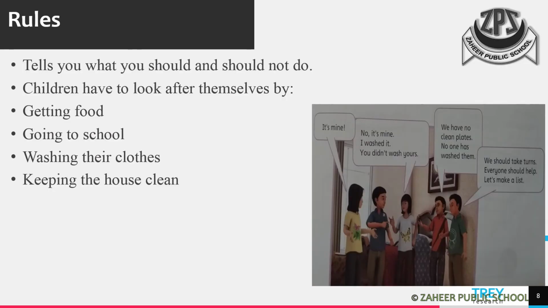Rules. Rules tell you what you should do and what you should not do. In this picture you can see Mrs. Malik asked the children to look after themselves if there are no elders or no rules, and they have to do all the work by themselves. They have to get their food, go to school on their own, wash their clothes, and keep their house clean. They discussed with each other and said if there were no rules, they could not do all these things on their own. So there must be rules so everyone can do all these things easily.